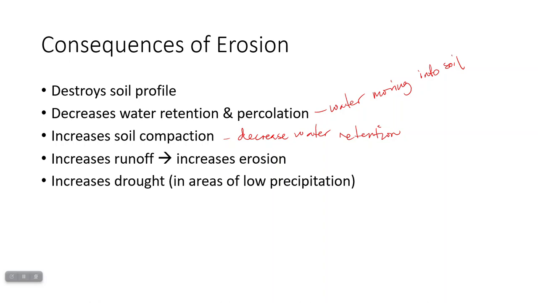In areas where there's low precipitation, since you're not retaining water and water is able to run off more easily, that can increase drought. And it also decreases the filtration of water and the cleaning of it, which, like I said on the previous slide, is important for water quality.